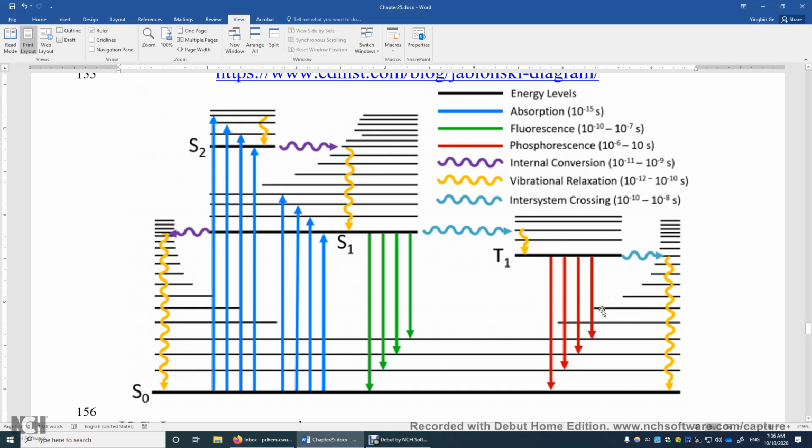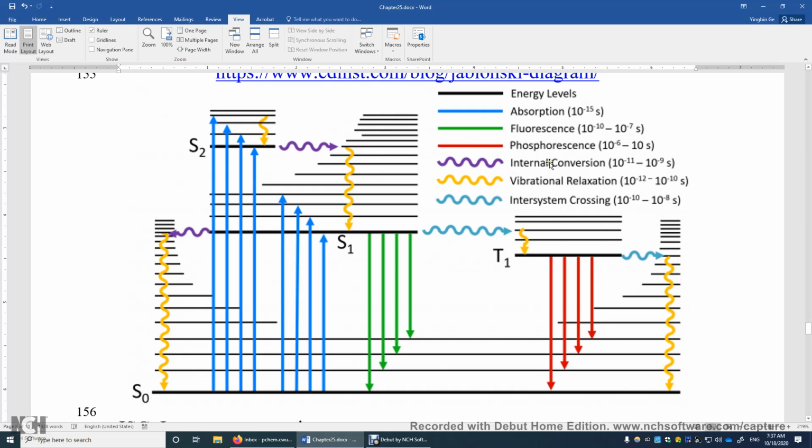And that's why this process is extremely slow. It's as slow as 10 seconds. But if you look at fluorescence, the electron spin is conserved, so it can be really fast, 1 nanosecond. Over here, it can be 1 second or 10 seconds. So that's why phosphorescence takes much longer than fluorescence, because it's called a spin-forbidden electronic transition. Phosphorescence is spin-forbidden. Fluorescence is spin-allowed.